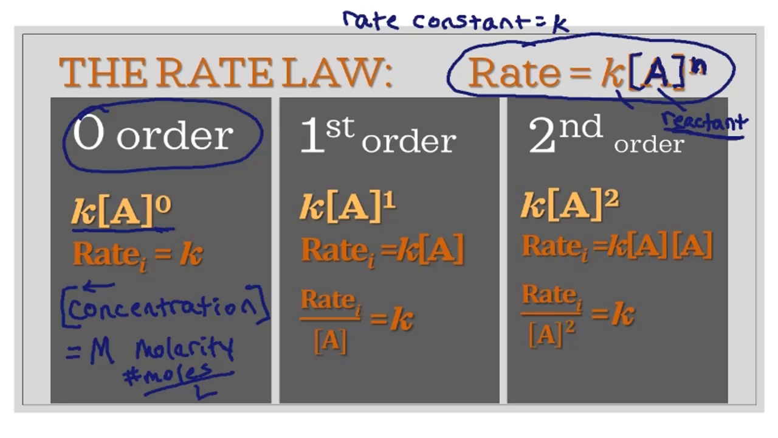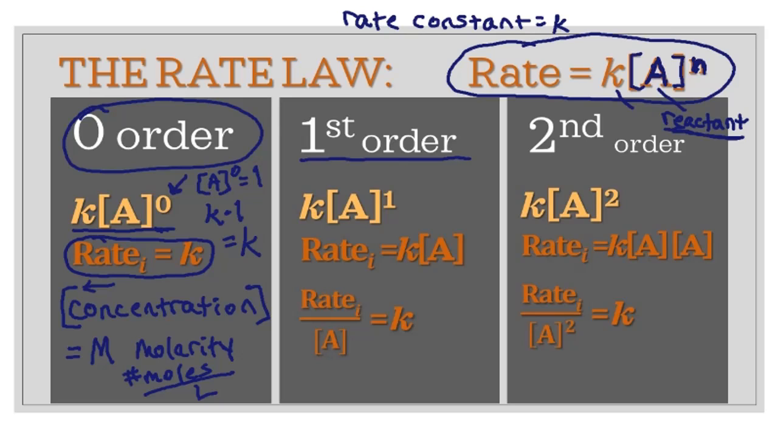Now, also in zero order, the zero order number is going to be the zero exponent up here next to the concentration of A. And anything raised to a zero power, anything with a zero exponent, is going to be 1. So the concentration of A raised to the 0 power equals 1. So really we're just dealing with k, the rate constant, times 1, which is the same thing as just plain old k. So right here I have the initial rate equals k for zero order.